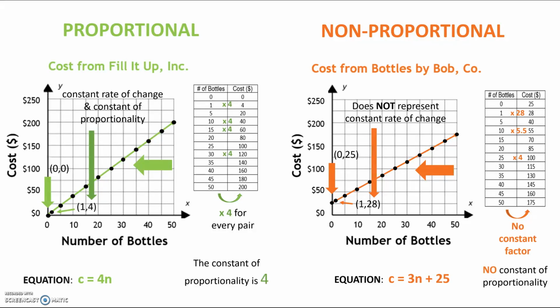Lastly, let's look at the equation. A proportional equation will have the constant of proportionality as the multiplier, and that is it. In this case, the 4. The equation on the right is not proportional because it also has a starting number of 25. As we can see in the equation as a plus 25, we can also see this in the table.